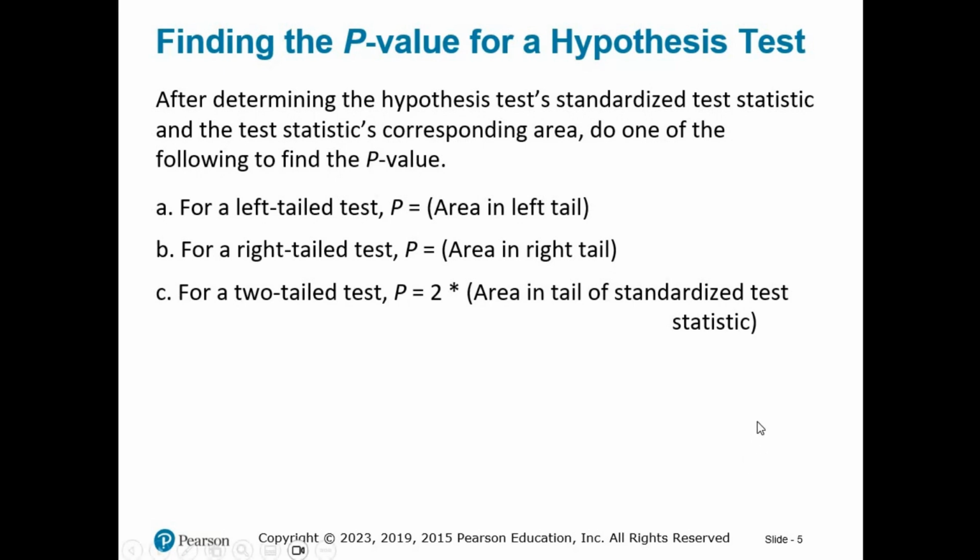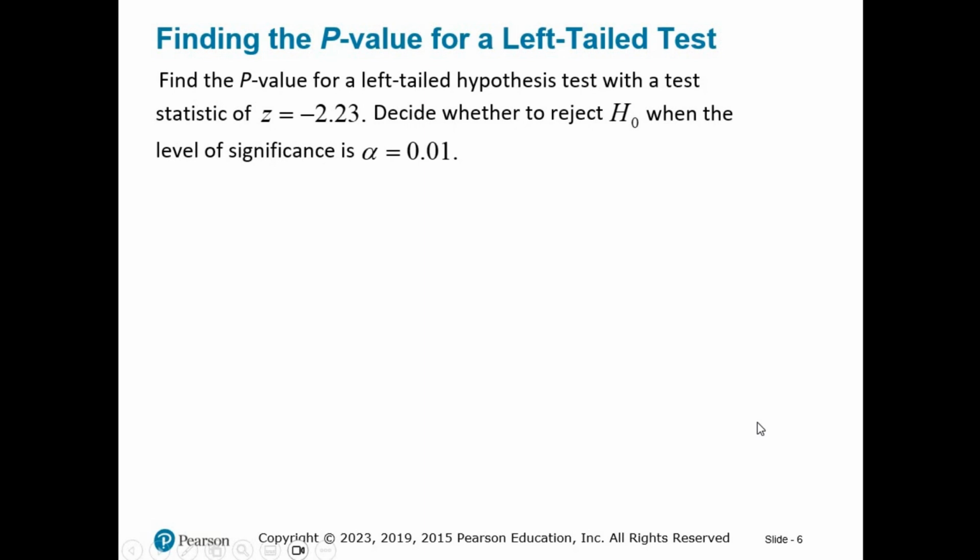Let's do a few examples. Find the p-value for a left-tailed hypothesis test with a test statistic of z equals negative 2.23. Decide whether to reject H0 when the level of significance is alpha equals 0.01. Well, they're telling us that it's a left-tailed test, and they gave us the test statistic.